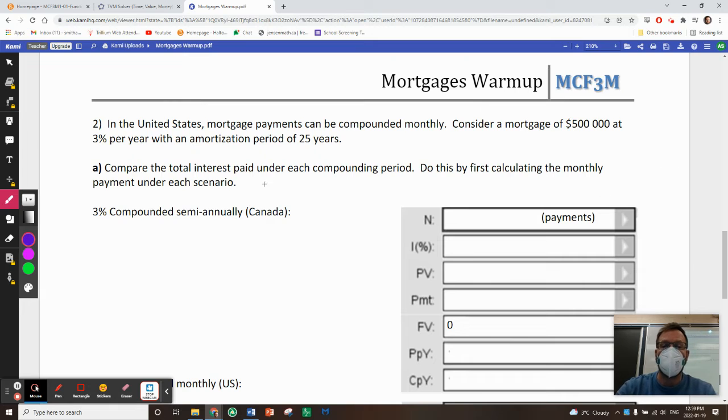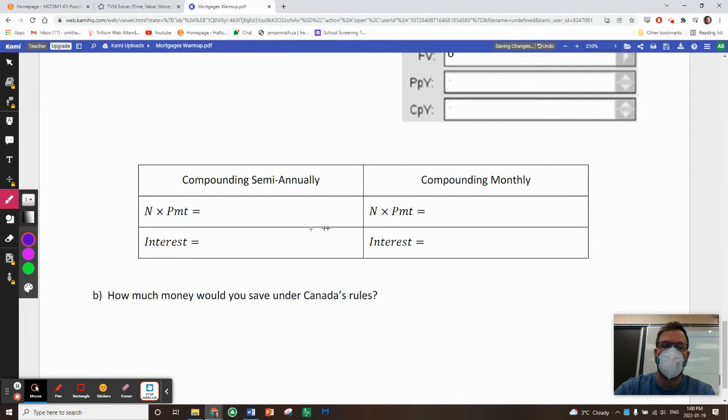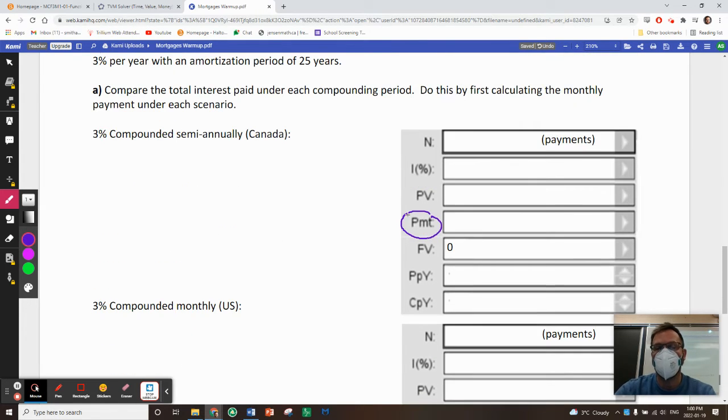So we're going to calculate the total interest. We're going to be looking for what the mortgage payment is for both of these, and then do a little interest comparison. Just like we did on the previous page, let me do the first one with you guys and then let you try the second one on your own. So it's 25 years, and the question indicates we're doing monthly payments. Monthly payments this time.